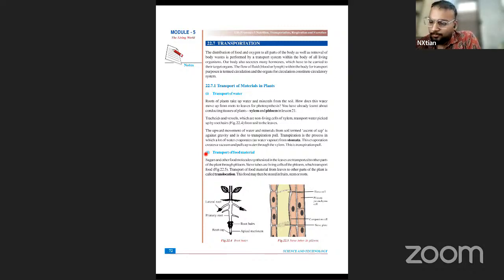Transport of food. Sugars and other food molecules synthesized in the leaves are transported to other parts of plants through phloem. Sieve tubes are living cells of the phloem which transport food. Transport of food material from leaves to other parts of the plant is called translocation. The food then may be stored in fruit, stems or roots.